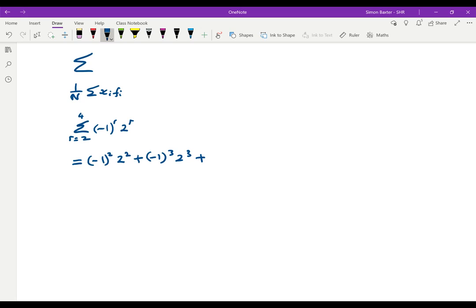Plus, for the next term, the next number up is 4, minus 1 to the 4, 2 to the 4, and that's the last number. So we stop. Working that out, minus 1 squared is plus 4, minus 1 cubed is minus 8, and minus 1 to the 4 is plus, 2 to the 4 is 16. That is going to give us 12. Not a difficult idea, but you must make sure that you really understand what's going on.